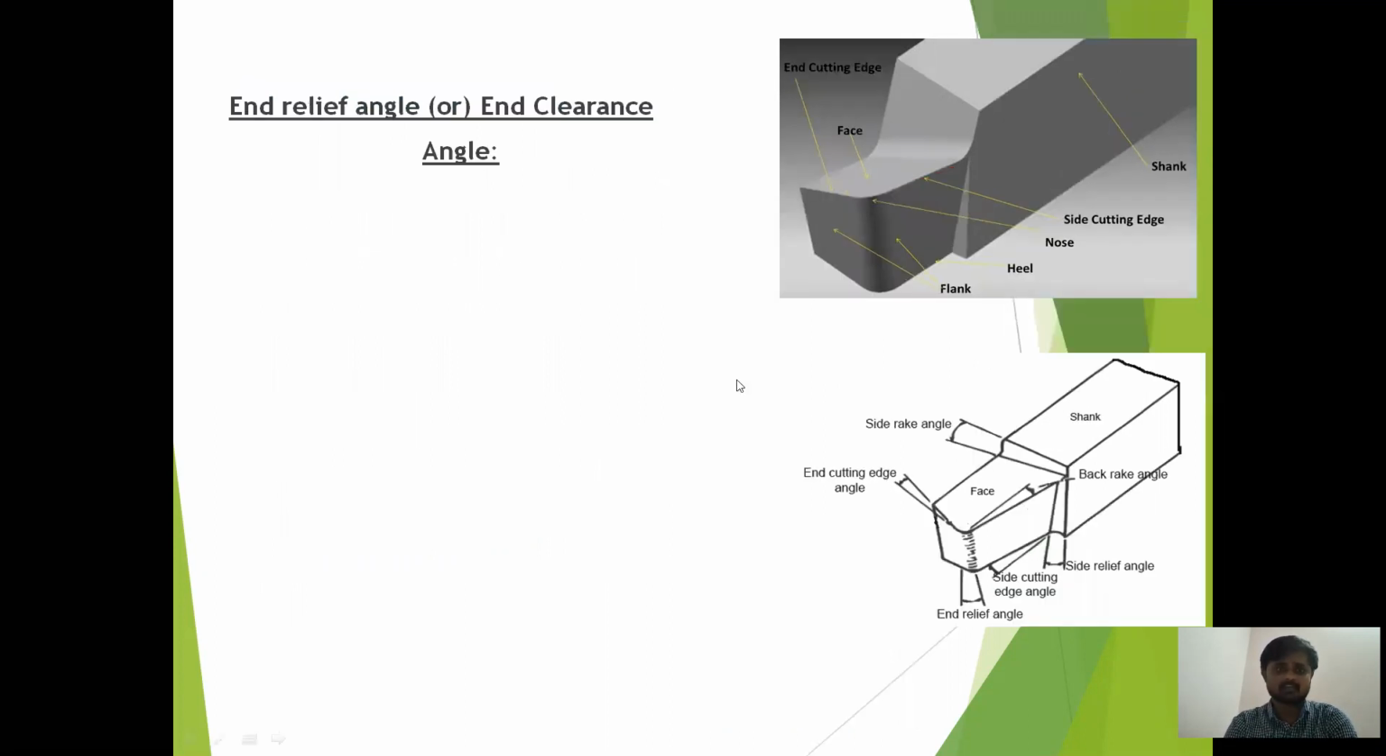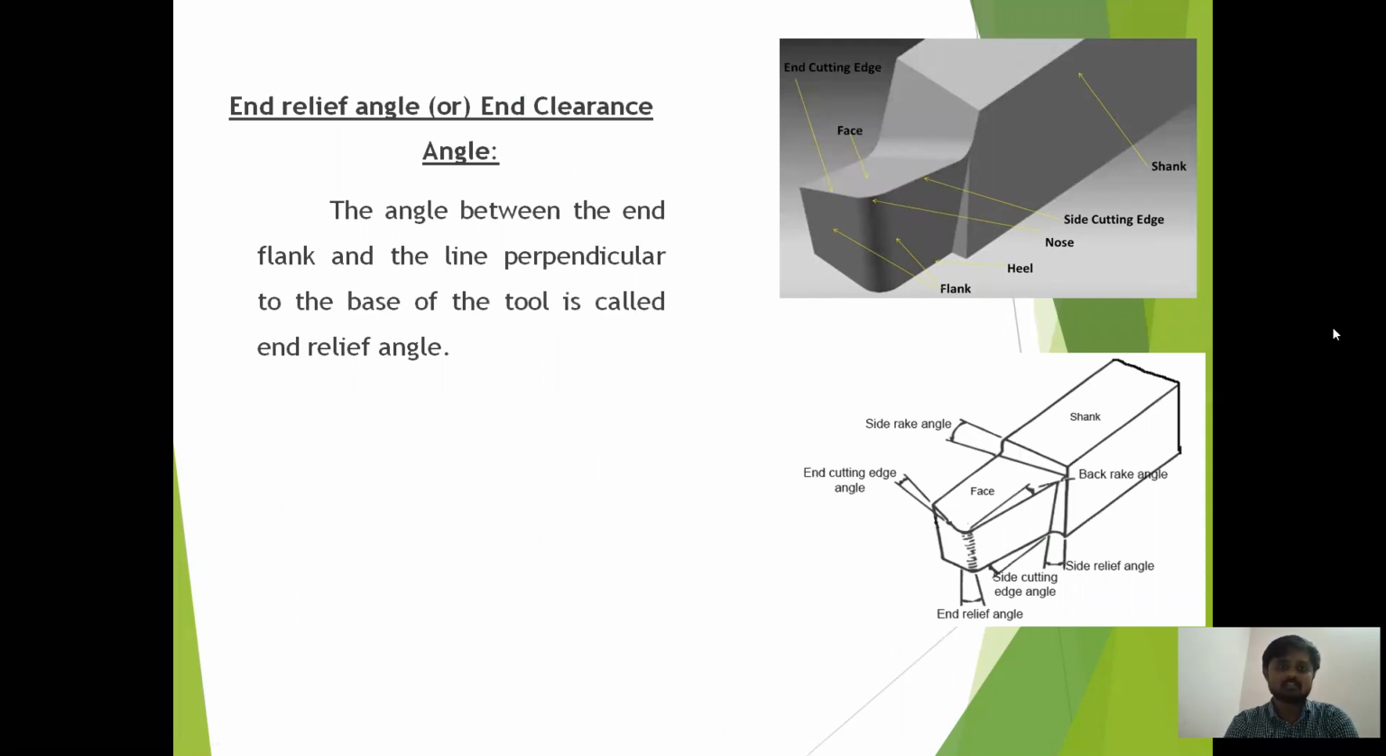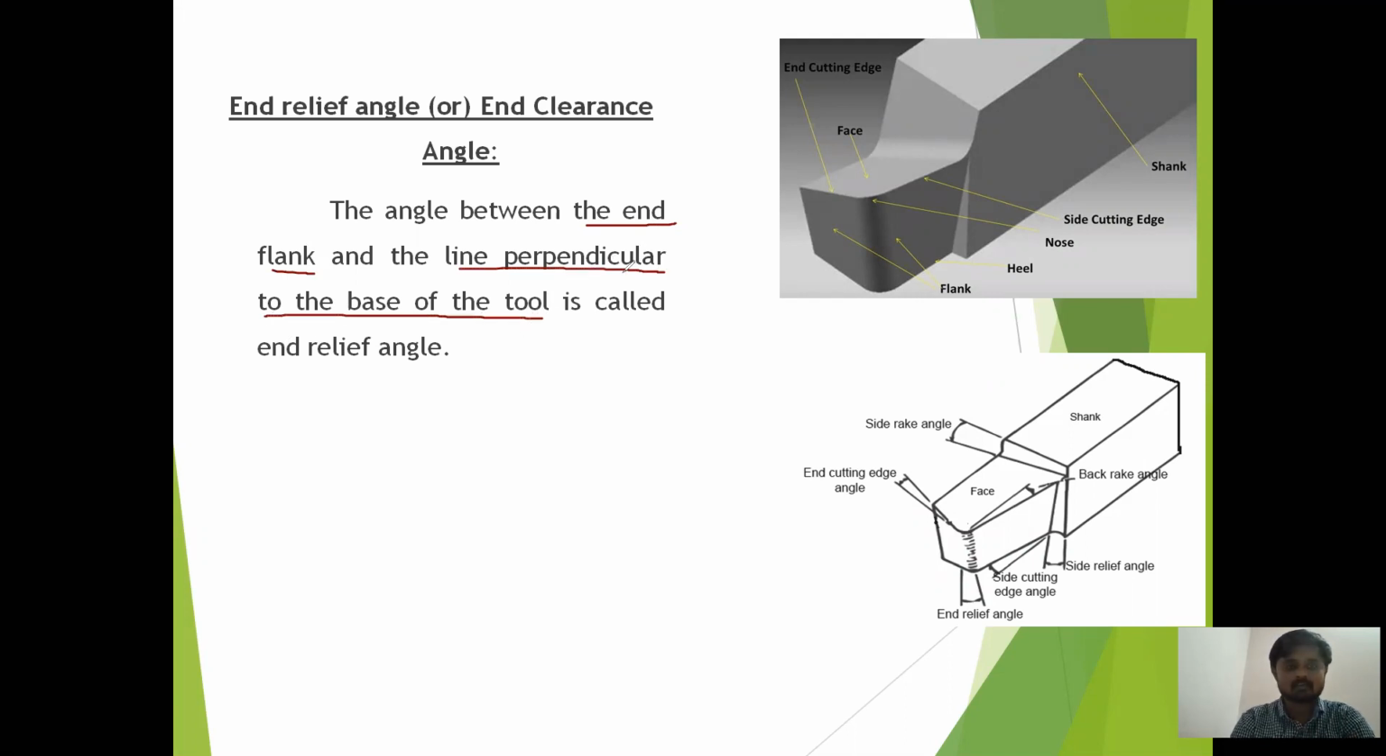Next, end relief angle or end clearance angle. The angle between the end flank and the line perpendicular to the base of the tool. Here this is the end flank, and if I draw one line from this point perpendicular to the base of the cutting tool, this is the base. If you observe, this end flank is not perpendicular to the base of the tool. It makes some angle. That's why this angle is known as the end relief angle or end clearance angle.